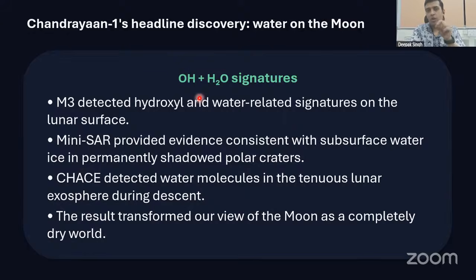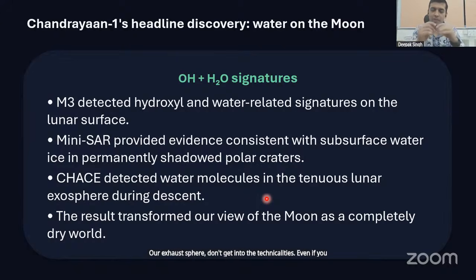It was this OH molecule, and indirectly it tells us that there must be some water molecule present. Okay. Mini SAR, or synthetic aperture radar, provided evidence of subsurface water ice in permanently shadowed craters, which are permanently shadowed because of the geometry. They never see sunlight. Chase detected water molecules in the tenuous exosphere. Don't get into the technicalities.